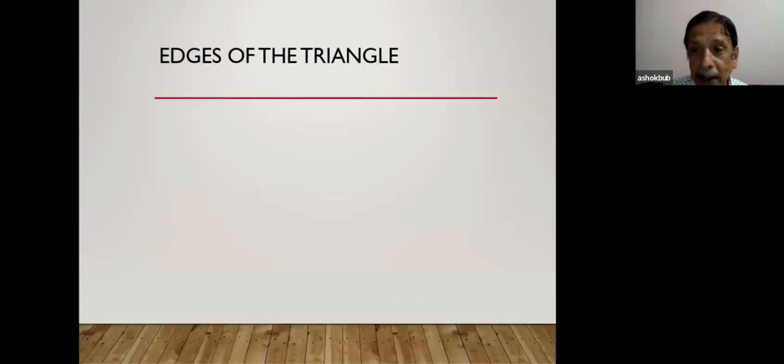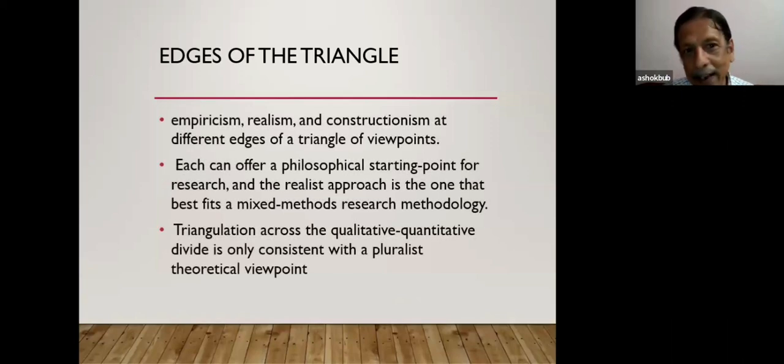Now, when you say triangulation, when you say triangle, there are three sides of the triangle. Which are the three edges of the triangle, and how do these three edges of the triangle help in understanding a real phenomenon or a research problem? Okay. So the three edges of the triangle are empiricism, realism, and constructionism. So these are the three edges of a triangle of viewpoints. Now, what do you mean by that?